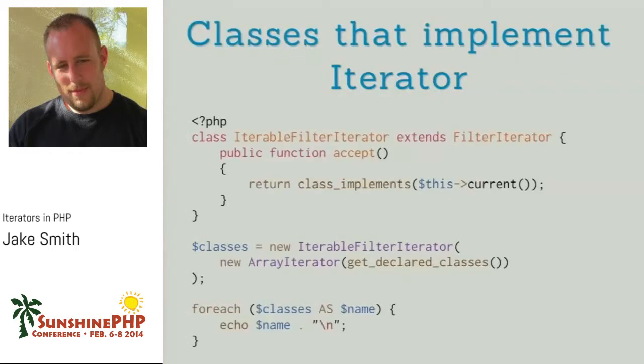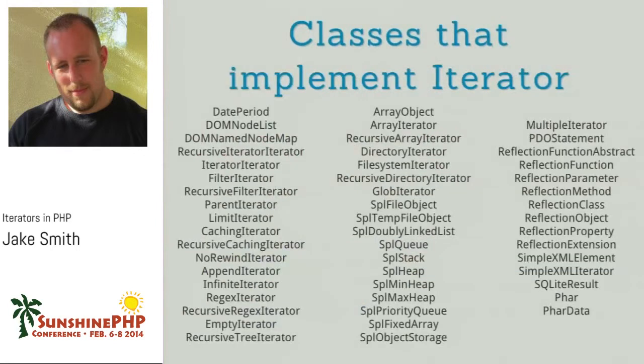So this code right here, I was interested: how many classes in PHP actually implement iterator? How prevalent is it? So I wrote this real quick, using an iterator to filter out and find how many classes actually implement Traversable. This is a list from, I think, 5.3. I haven't even updated it for 5.5, so there are even more classes now. So obviously there's a good chance you've used an iterator and didn't even realize that's what you were using.